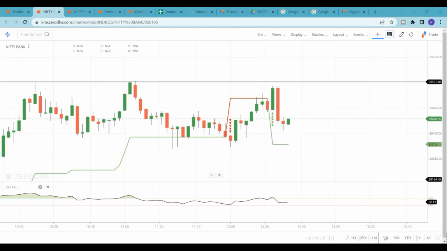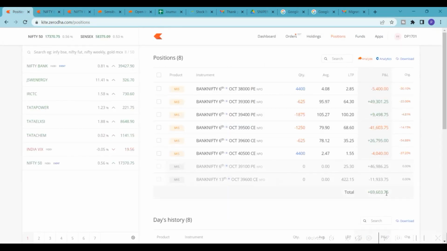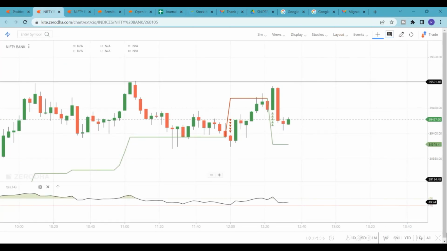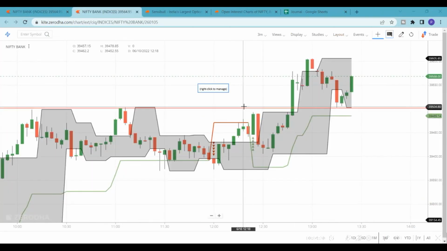Okay, so this was a little bit of a situation where I got panicked, but again it was trying to reverse. Bank Nifty was trying to reverse, but as I told you, on Thursday you can always take a discretionary trade, because theta will always help you, and I'm still with very good, decent profits.